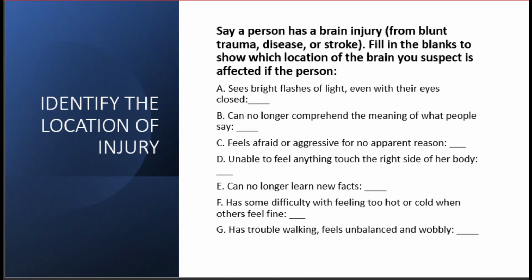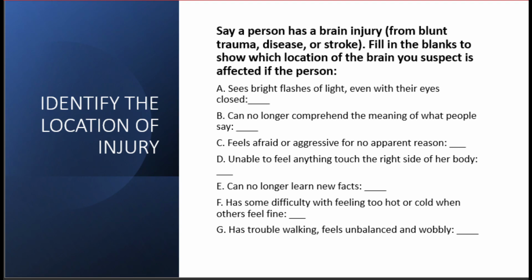Amygdala for C, feeling afraid or aggressive for no apparent reason. Parietal for touching the right side of the body. You would go left parietal for this one, right? Hippocampus, can no longer learn new facts. So hippocampus, remember hippo, hypo, Amy, and college campus and memory. So this is a memory issue.